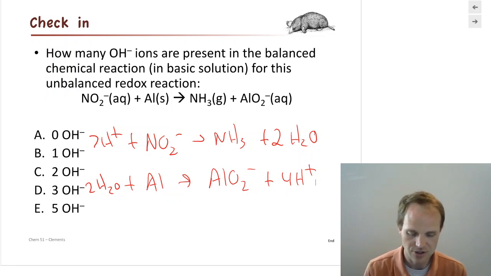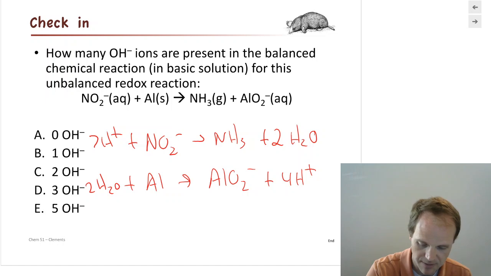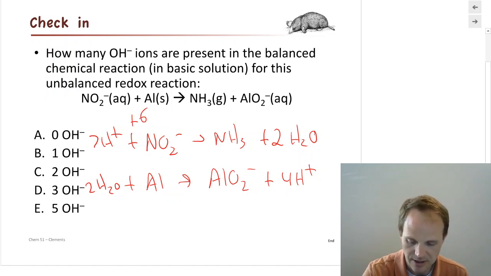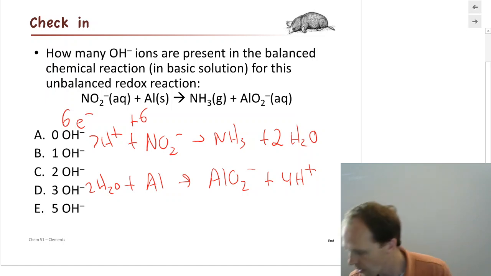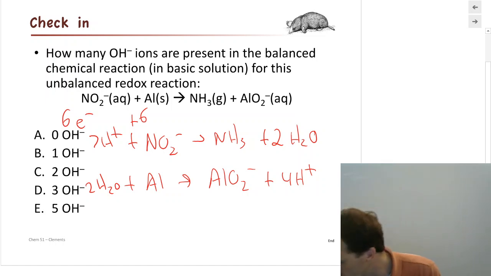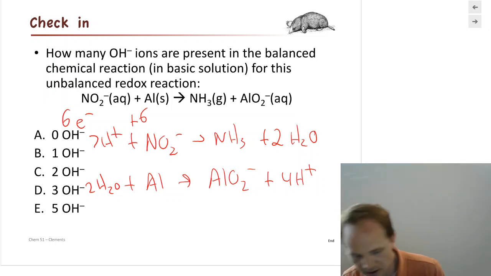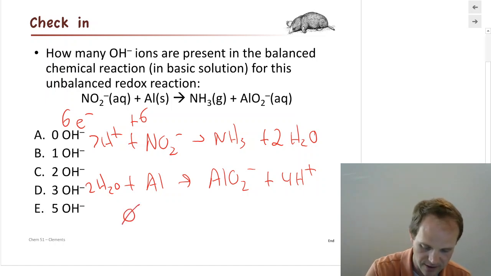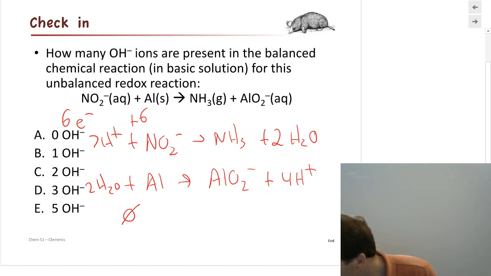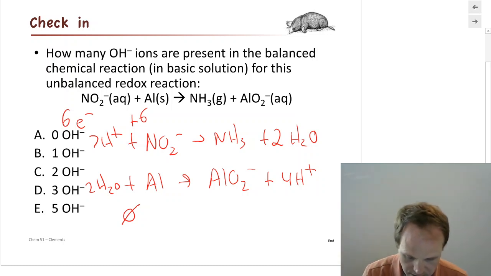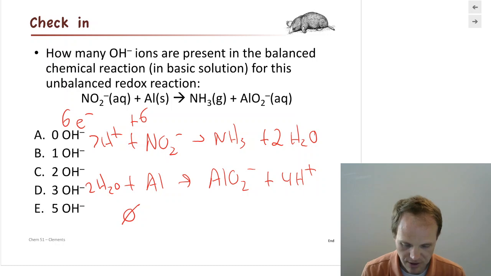We've got to check our charges. On the top, we've got a +6 on the left. We've got nothing on the right. So what do we need? We need 6 electrons over here. Let me make sure I'm getting that right. And then on the bottom, we've got a 0 on the left. Did I do that right? I feel like I did something wrong. Let me just double check real quick.